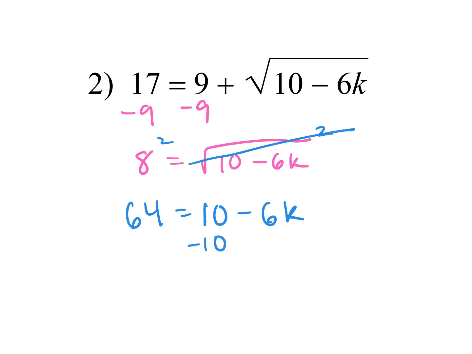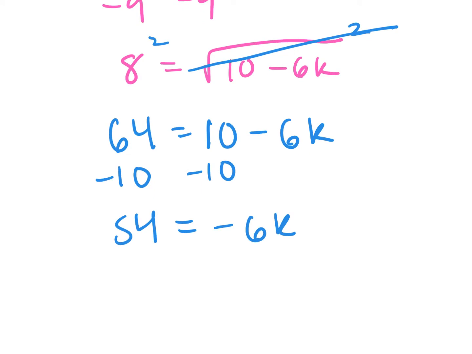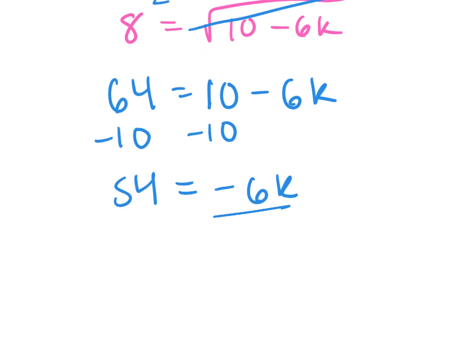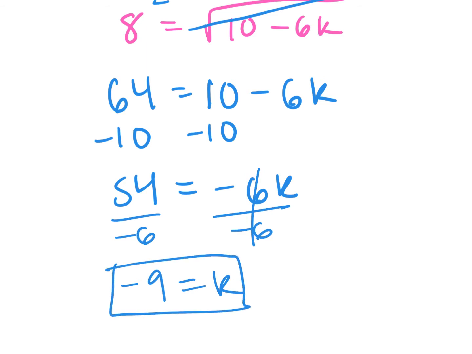Subtract 10. So 54 is equal to negative 6k. And divide by negative 6. So it's 54 divided by negative 6. Negative 9. So k is negative 9.